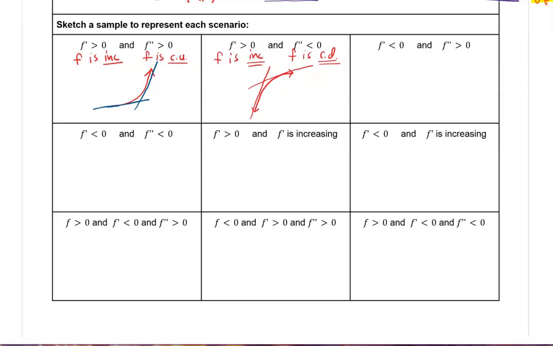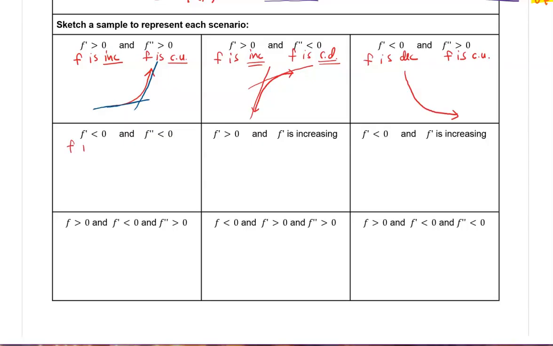Okay, and then here again, we have opposite signs between first and second derivative. So the first derivative is negative, which means f is decreasing. The second derivative is positive, which means f is concave up. So it would have to look something like this. The opening of this graph would be opening up, but the direction of it would be going down. So it's decreasing and concave up.